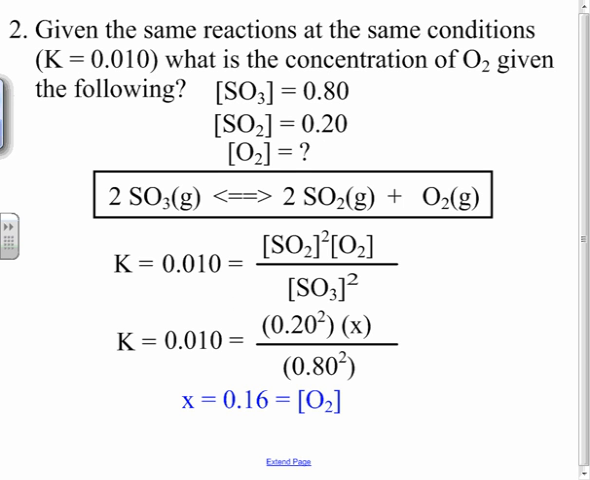One more sample problem. What if I gave you the same reaction at the same conditions, so the value of K then is going to be the same. Again, it's a constant, an equilibrium constant, and ask you what is the concentration of oxygen when given the values of the SO3 and the SO2. Pretty much the same problem. K we now know is 0.010. We have the value of the SO2, the value of the SO3, so we need to solve for the value of the oxygen. So that is going to be our value of X, and it's just doing the math and solving to get the value of the oxygen at the equilibrium constant.